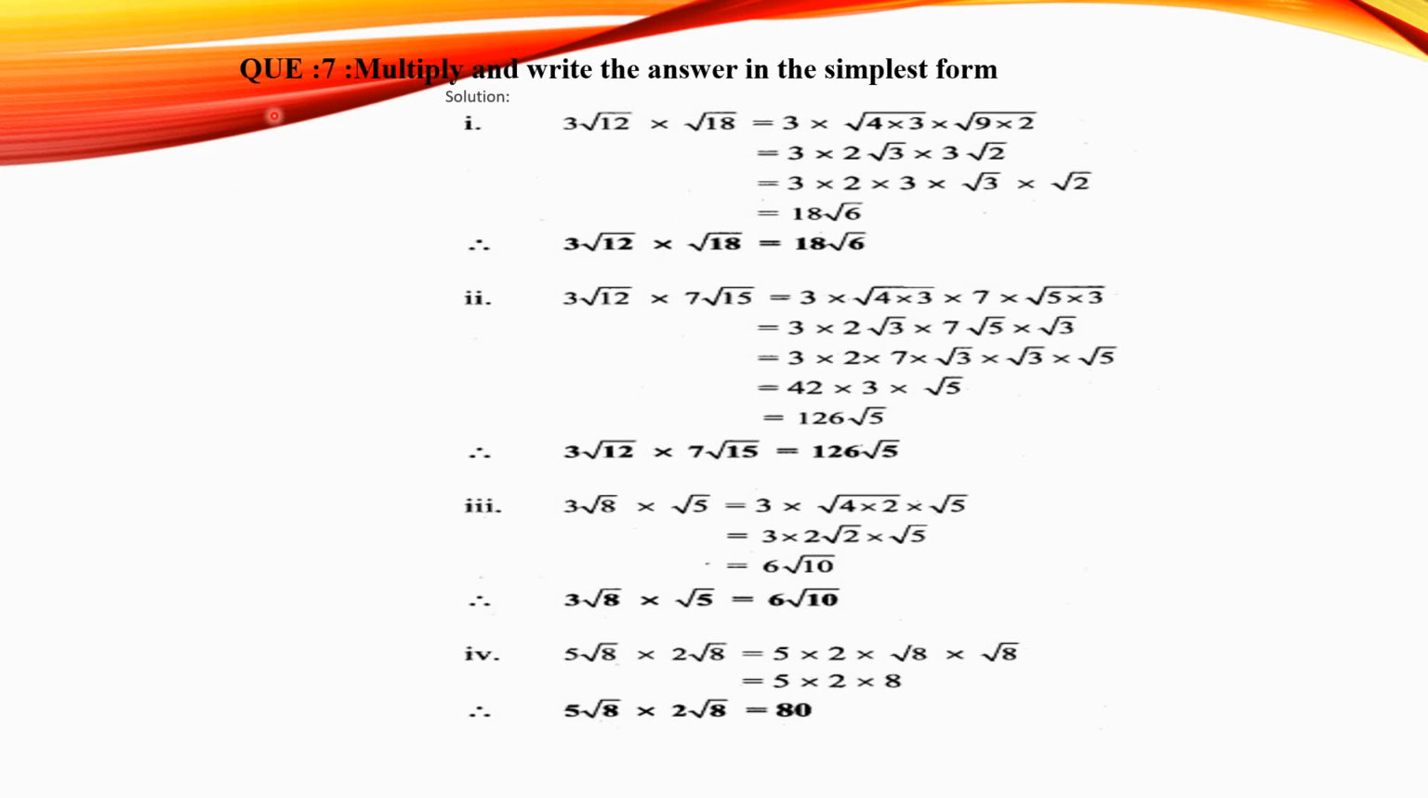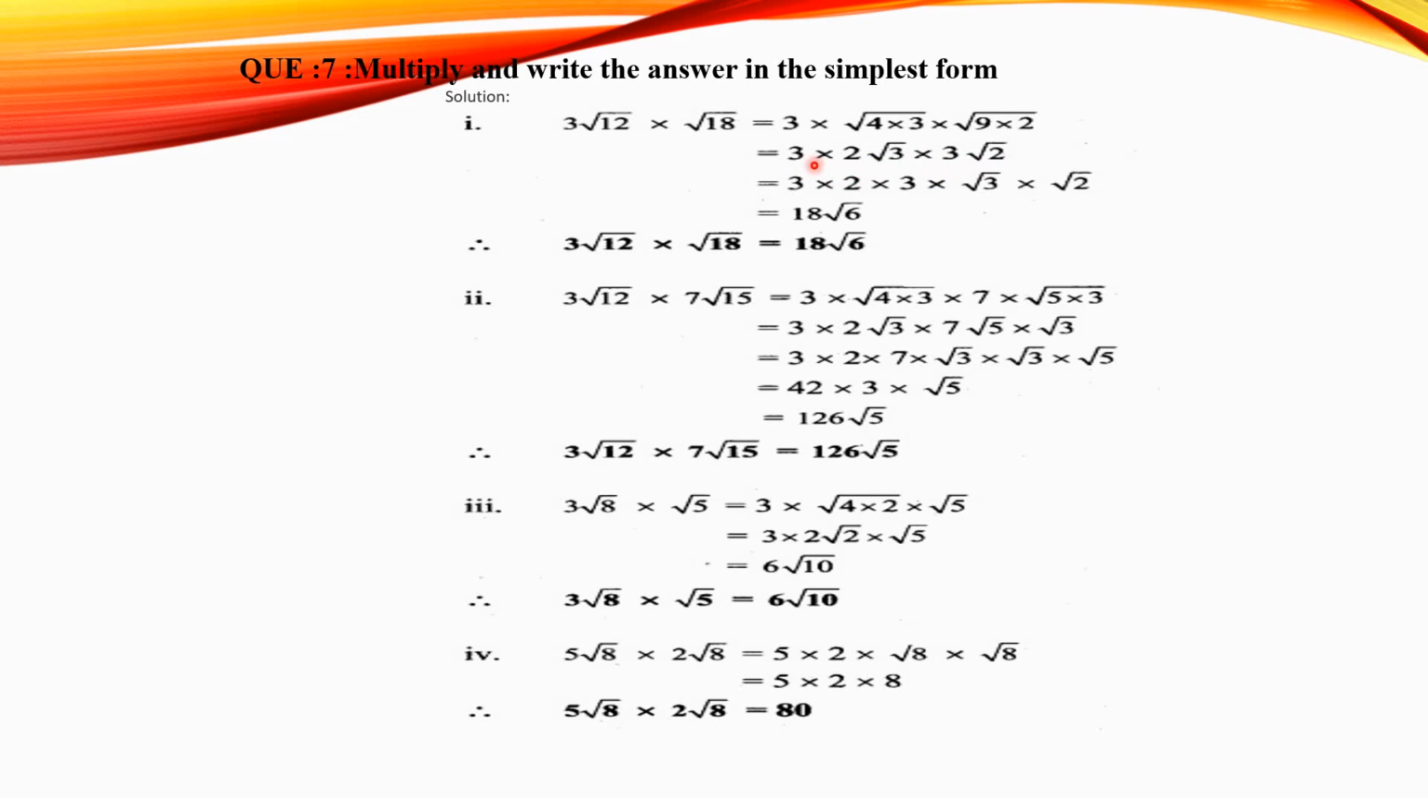Question number 7. Multiply and write the answer in the simplest form. The first question, 3 root 12 multiplied to root of 18. Here 3 is outside the square root. Inside the square root we have root 12 can be written as 4 multiplied to 3, and root of 18 can be written as root of 9 multiplied to 2. So we have root of 4 as 2 and root of 9 as 3. So we get 3 multiplied to 2 root 3 multiplied to 3 root 2.